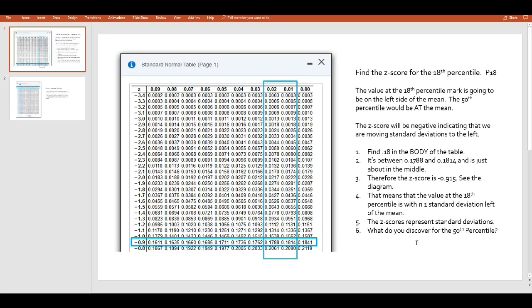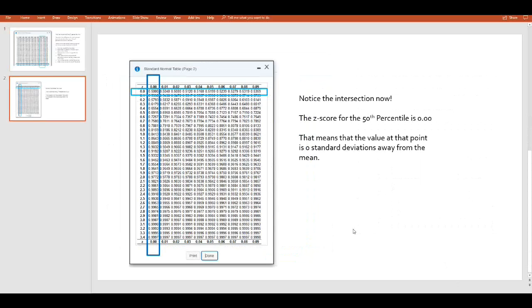Now, what do you discover for the 50th percentile? I said at the beginning that that should be the mean. So let's flip to the other table, table 2, and notice now that when I locate 0.50, it's actually in the table, in the upper left-hand corner, and if I do the same thing with row and column, the z-score is 0.000, which means that it's exactly in the middle. It's 0 standard deviations away from the mean.